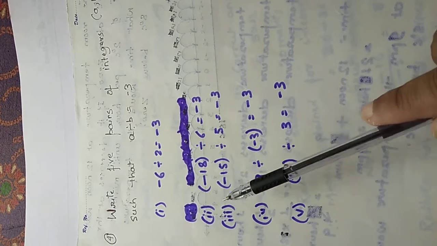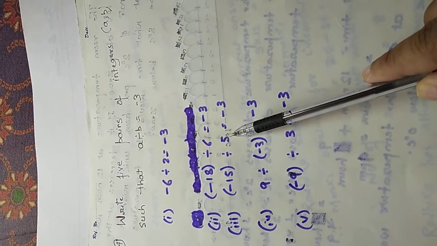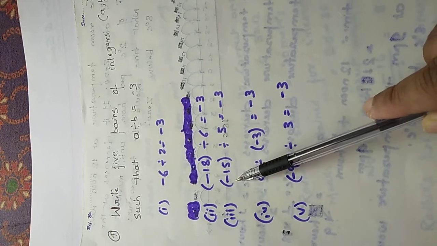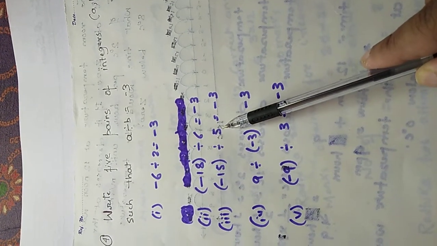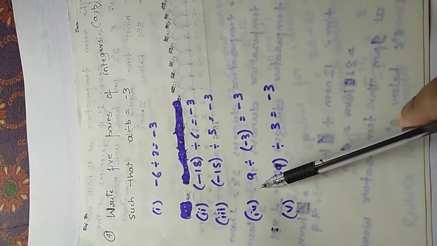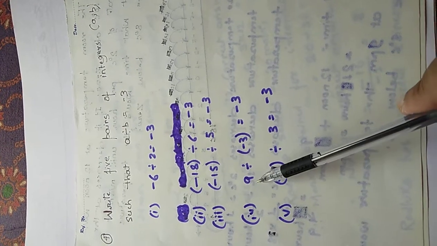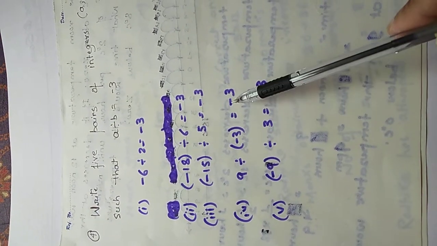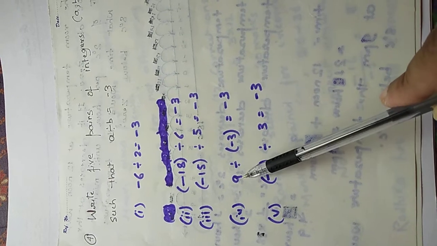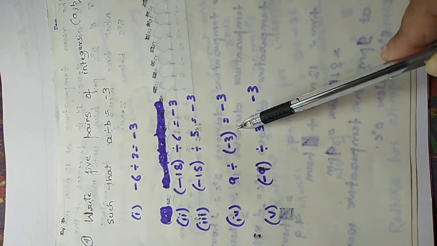Now the third pair is minus 15 divided by 5, which will also give you minus 3. This time a is minus 15 and b is 5. The fourth pair is 9 and minus 3. So if you divide 9 by minus 3, you will get minus 3. Okay, a is 9 and b is minus 3.